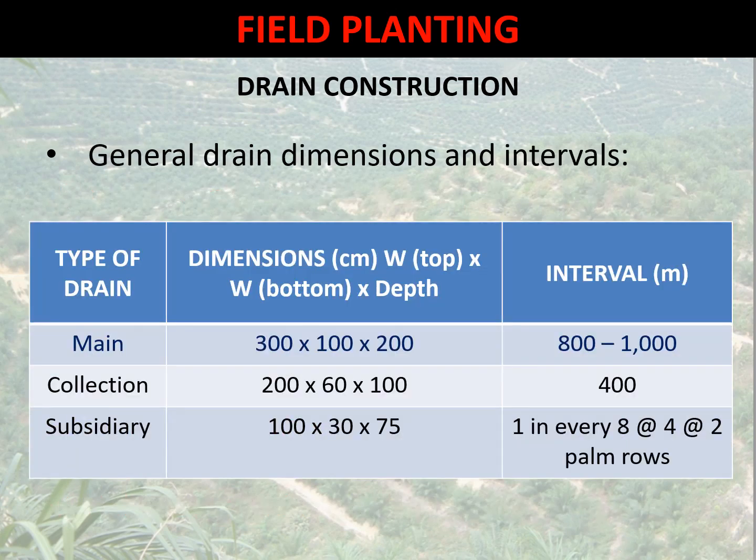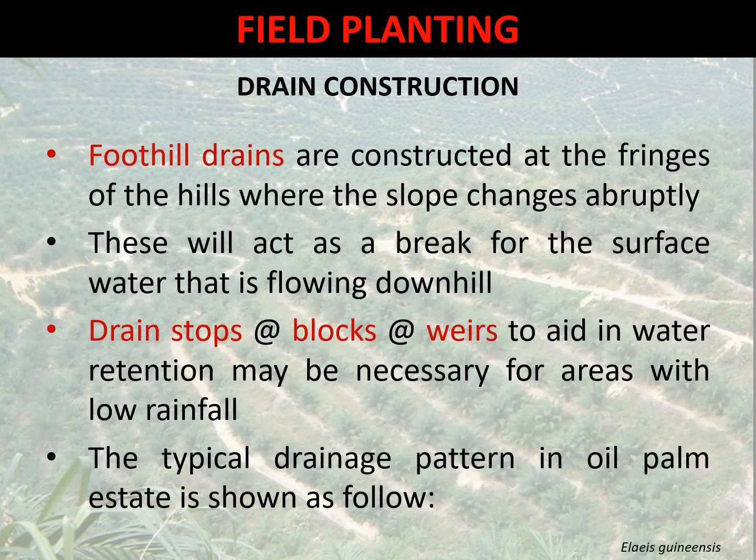The following table shows the general drain dimensions and intervals. The foothill drains are constructed at the fringe of the hills where the slope changes abruptly. This will act as a break for the surface water that is flowing downhill. Drain stops, blocks or weirs to aid water retention may be necessary for areas with low rainfall. The typical drainage pattern in an oil palm estate is shown as follows.